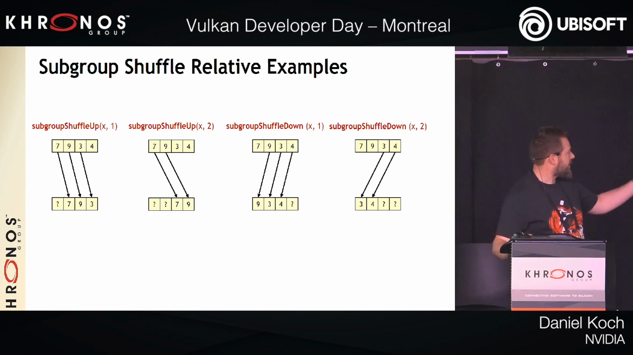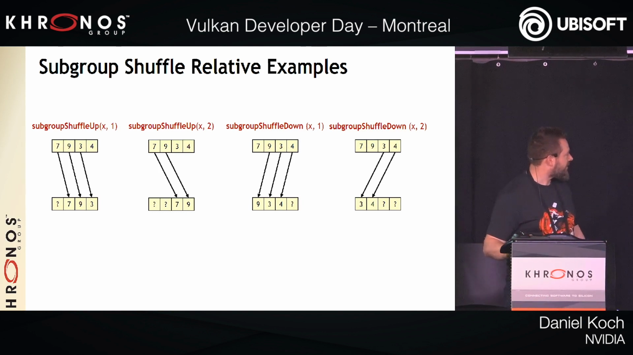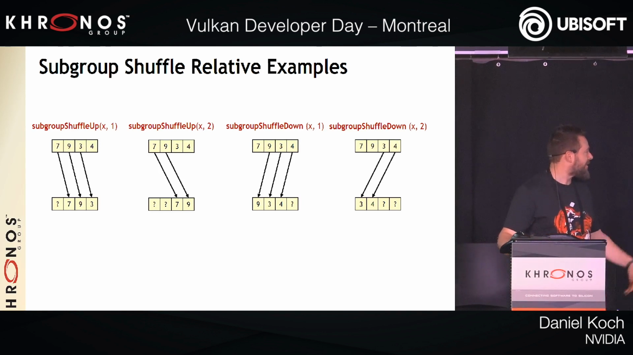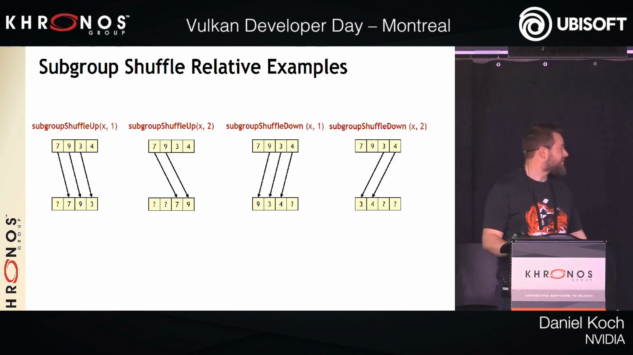In the example here, with shuffle up 1, each piece of data moves up to the next higher thread, and you're left not sure what is in the bottom one, but there are algorithms where you don't care about that one anymore. Shuffle up 2, everything moves over 2. Shuffle down is similar.